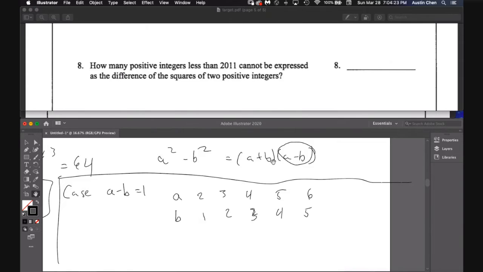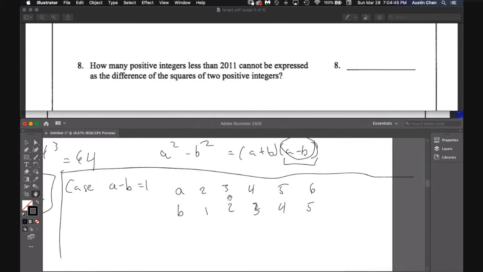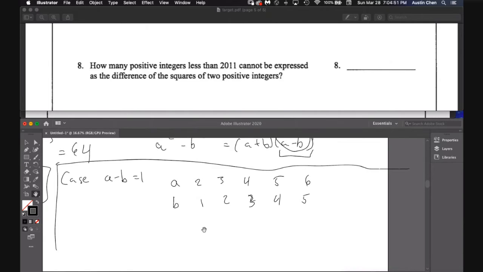So if we're looking at this here, and we're looking at the case where a minus b is equal to 1, then this term will always equal 1. That's what we defined it to be. That means this difference is just going to equal a plus b, which means that in all these cases, our difference is just the sum of a and b. So in our first case here, our difference is going to be 3, then 5, then 7, and here 9.